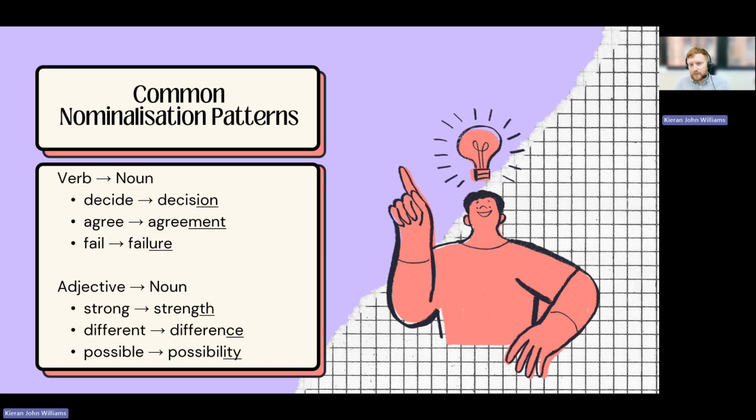So nominalization often follows some clear patterns. Many verbs can be turned into nouns, like "decide" becoming "decision," "agree" becoming "agreement," and "fail" becoming "failure." The same goes for adjectives. "Strong" becomes "strength," "different" becomes "difference," and "possible" becomes "possibility." So you will notice some common endings when this happens, such as -tion, -ment, -ure, -th, -ity, and -ence. So these are the clues that you're looking at a nominalized form. So when you're reading academic articles, look out for words with these endings. They're often the result of nominalization.